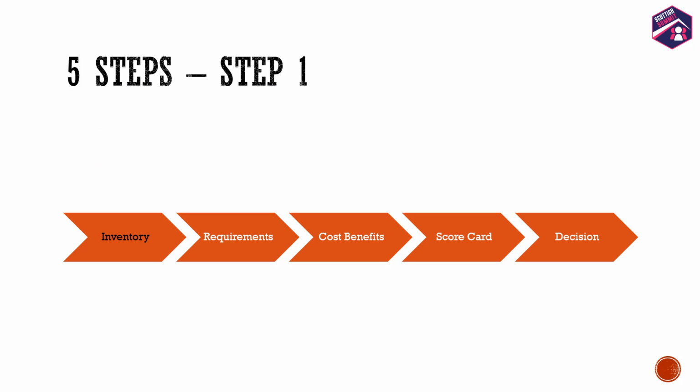So let's look at those 5 steps. So we've got to get the inventory. And then once you've got the inventory, you do the requirements, cost benefits, scorecard it, and then make a decision. This is not rocket science, is it? As you can see, any migration will go through this methodology.